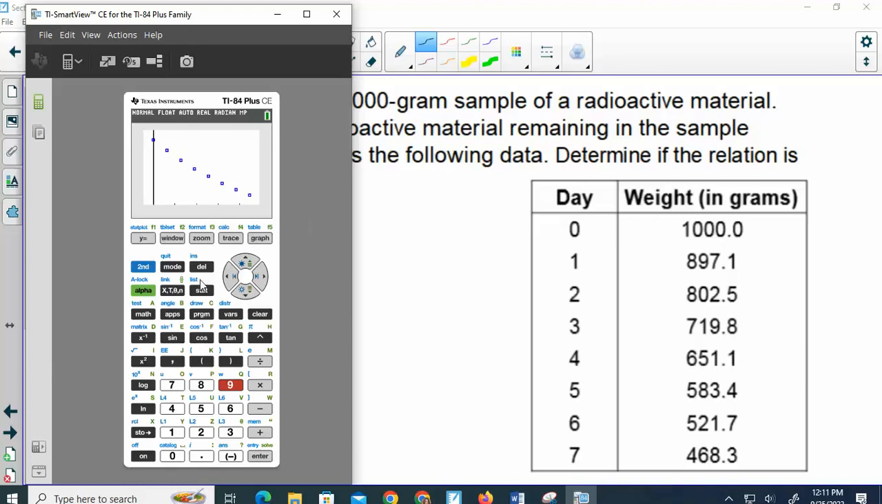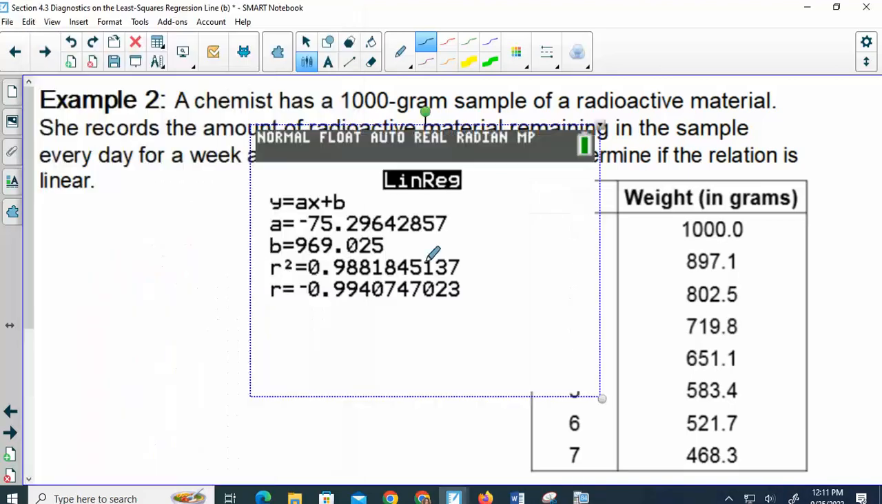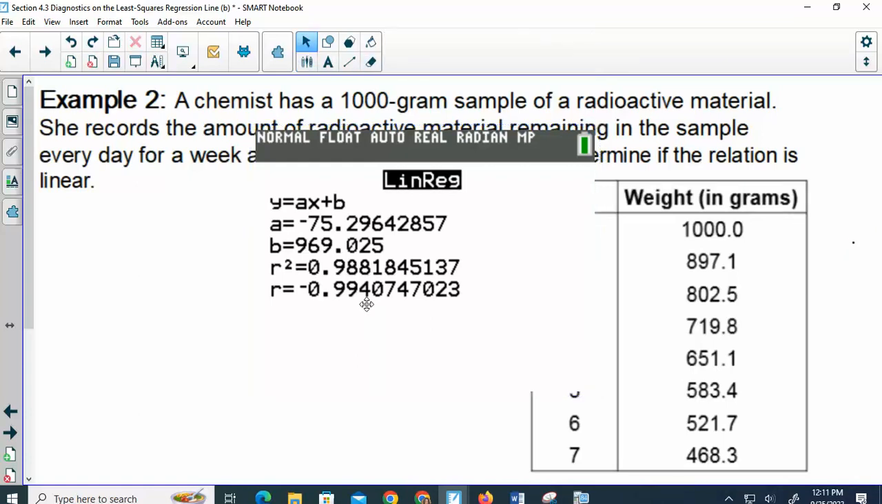Let's check the equation. So if we go to stat, calculate, linear regression. This is looking pretty promising right now. My R, negative 0.994, isn't that almost an exact? Yeah. R squared, that means 98.8% of the variation in Y is explained by the line. So those are all looking very, very good.